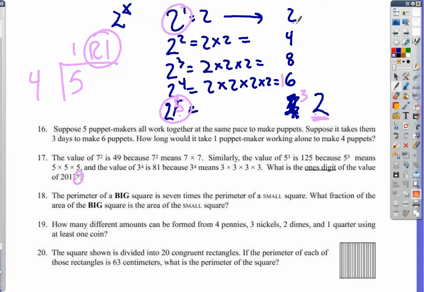So in these problems, let's say we had 2 to the 2002. All you'd have to do is, since there are 4 possible answers, you divide 4 into the exponent, and let's see what the remainder is. Well, as luck would have it, it goes in evenly, and so there's a remainder of 0. When there's a remainder of 0, you get a units digit of 6. So therefore 6 will be the answer.